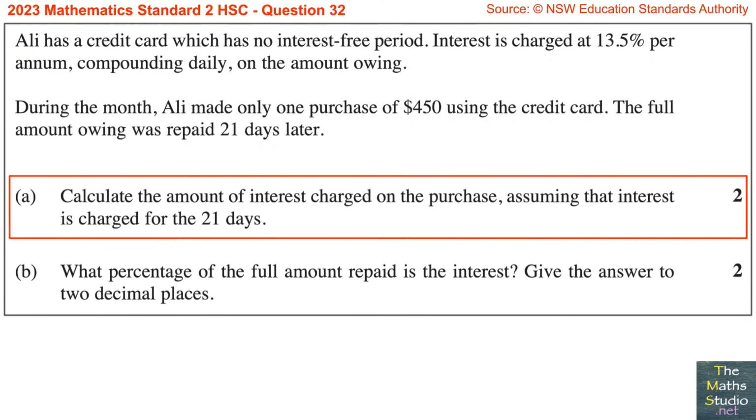Question 32. Ali has a credit card which has no interest-free period. Interest is charged at 13.5% per annum, compounding daily on the amount owing. During the month, Ali made only one purchase of $450 using the credit card. The full amount owing was repaid 21 days later. Part A. Calculate the amount of interest charged on the purchase, assuming that interest is charged for the 21 days.